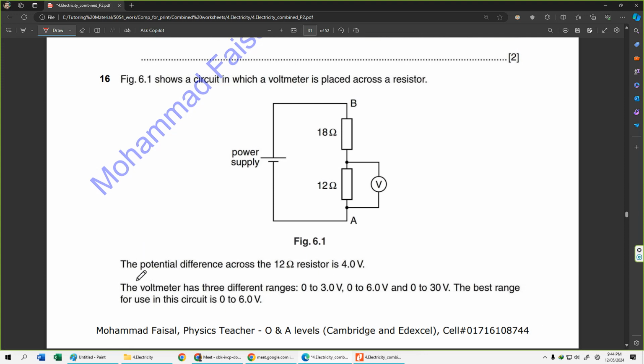The question says the potential difference across the 12 ohm resistor is 4 volt. Read carefully, this doesn't say how much is the power supply. It just says the potential difference across the 12 ohm resistor is 4.0. I'm going to write this value over here, 4.0 volt. The voltmeter that we are using has three different ranges: 0 to 3 volt, 0 to 6 volt, and 0 to 30 volt. The best range for use in this circuit is 0 to 6.0 volt.